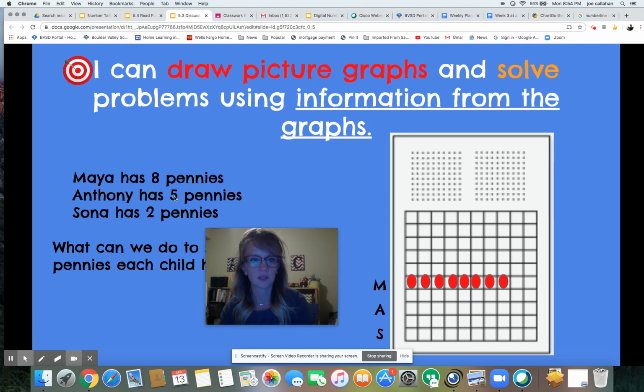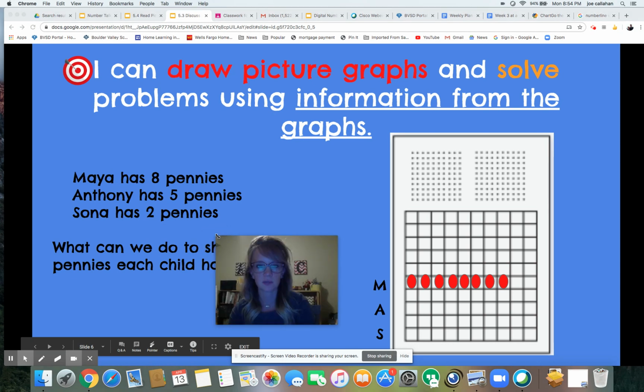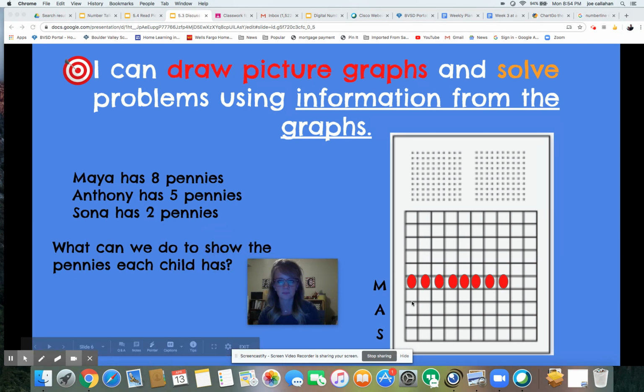Okay, now we know Anthony has 5 pennies, so how many red dots are we going to use to represent Anthony's 5 pennies? 1, 2, 3, 4, 5. Does that match our data up here? It sure does. All right, last one. Sonia, do the 2 dots match our data up here? Absolutely.